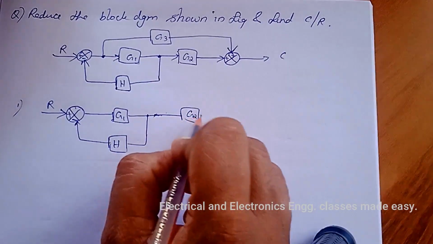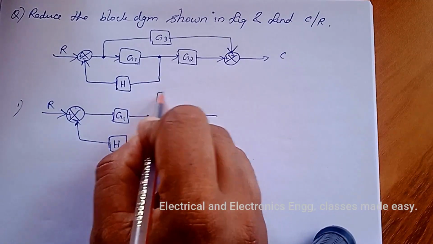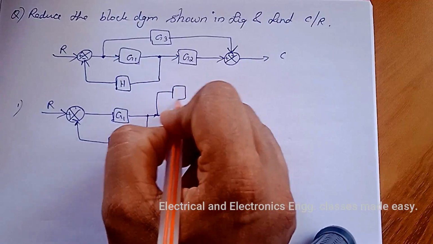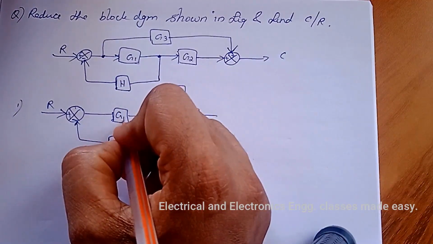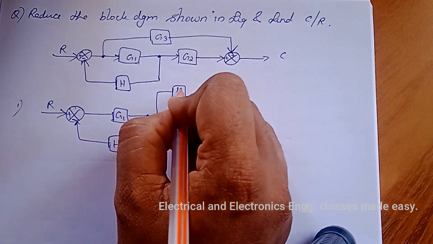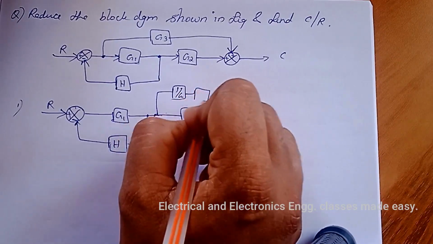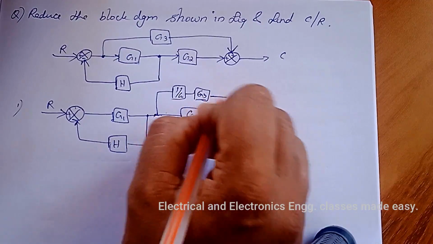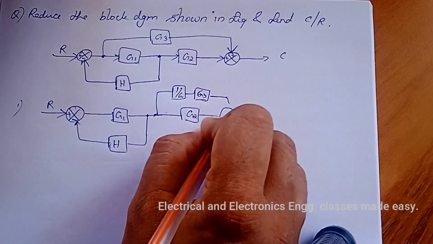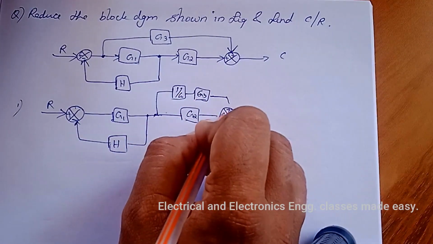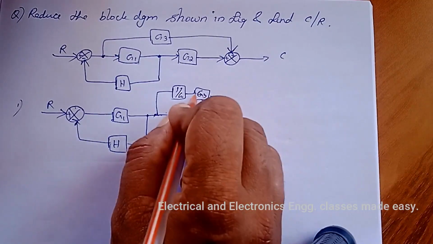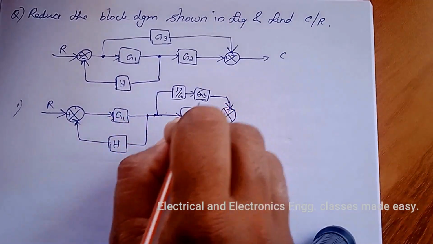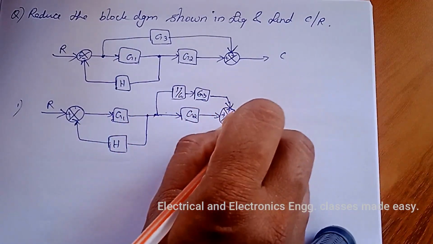This is G2. So we have to add the reciprocal of the transfer function of this block, that is 1 by G1. Then G3 is there. Summing point is there. And we have to mark the arrows correctly. And this is C.